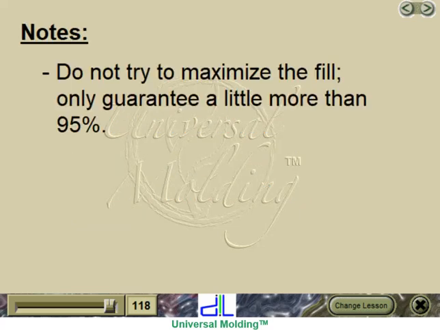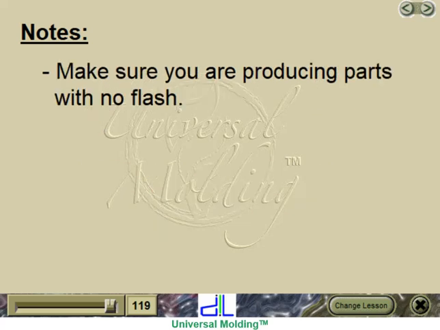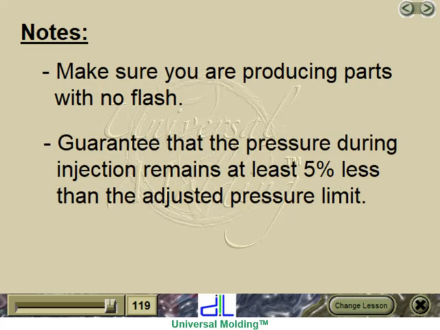Notes: do not try to maximize the fill. Only guarantee a little more than 95%. Trying to reach the maximum could cause problems with the screw bouncing back. Make sure you are producing parts with no flash. Guarantee that the pressure during injection remains at least 5% less than the adjusted pressure limit.